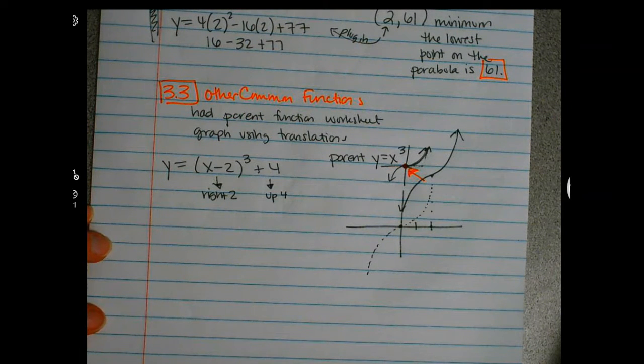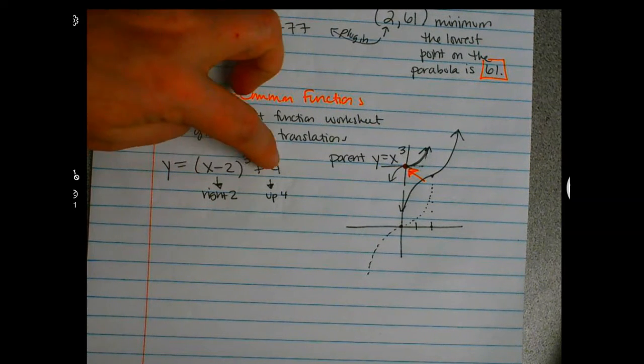Oh, I have a question. So you're going up 4 from the 0, 0. Yes. And then you're going to the right 2. So every point is moved this way, right?